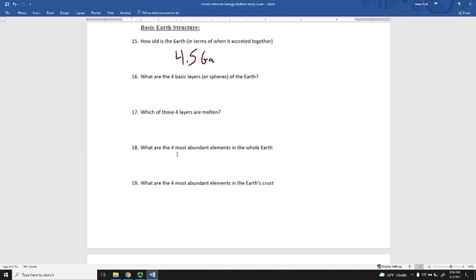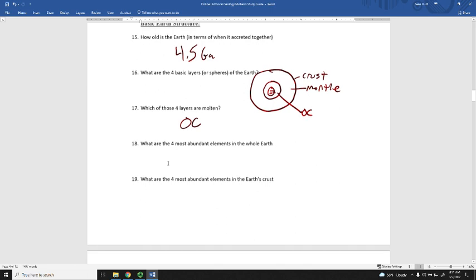Okay, so what are the 4 basic layers or spheres of the Earth? Remember how Earth works. You have the crust, that's the outermost layer. It's very small. Then you have the mantle. Mantle is very large, about 2/3 of the mass of Earth, so it's the biggest layer. Then you have the outer core, and finally on the inside you have the inner core. Remember that the outer core is the only one of those layers that is actually molten. So the answer to number 17 is the outer core.